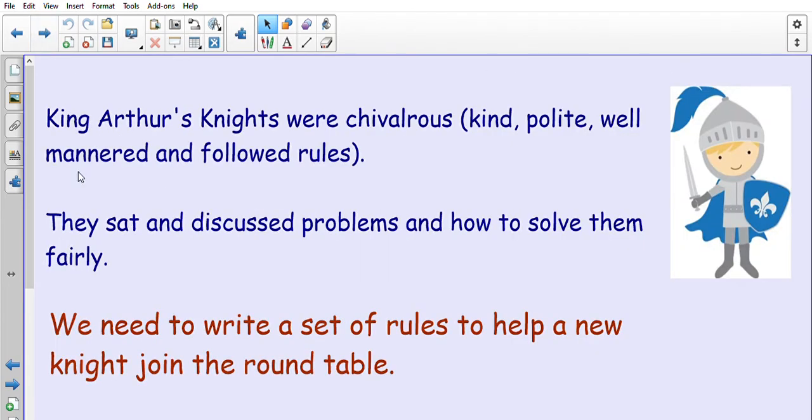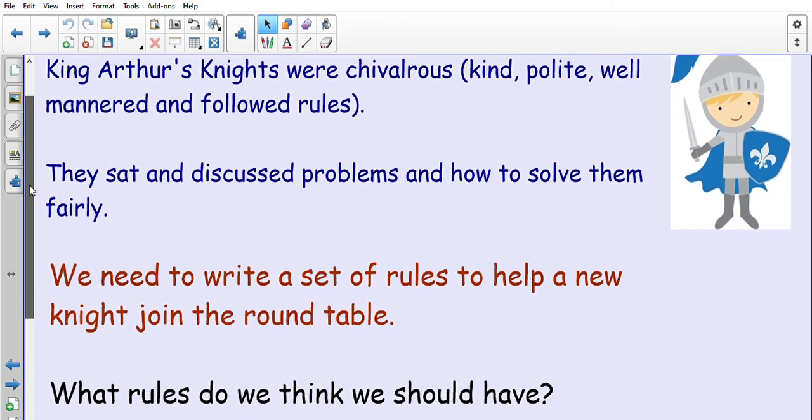King Arthur's knights were chivalrous. That's an interesting word. They were chivalrous. Chivalrous means if you're kind, you're polite, you're well-mannered, and you follow the rules. They sat and discussed problems and how to solve them fairly.